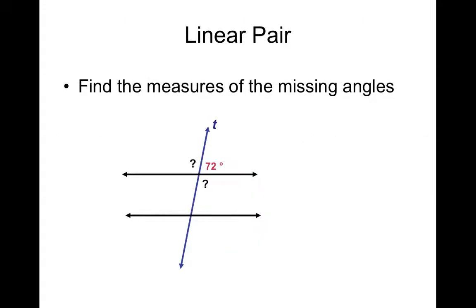So, if we want to find the measures of the missing angles here, this first one, since I know that 180 minus 72 is 108, this first one is 108 because it forms a linear pair. And the second one is also 108 because it forms a linear pair.